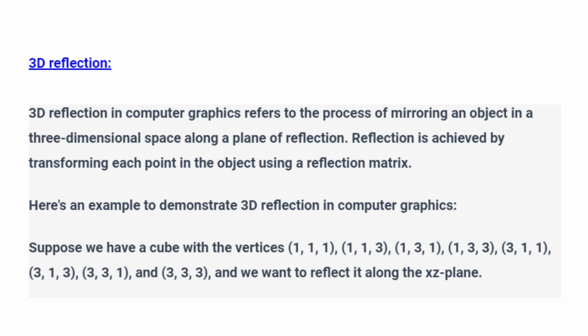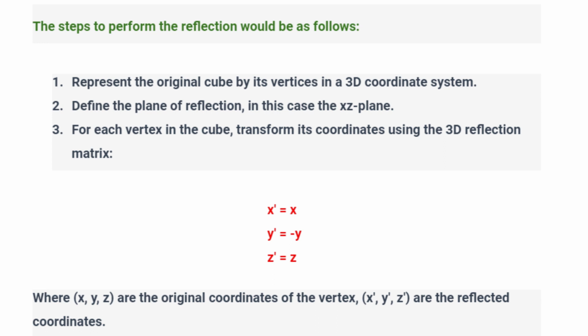Here is an example to demonstrate 3D reflection in computer graphics. Suppose we have a cube with the vertices (1,1,1), (1,1,3), (1,3,1), (1,3,3), (3,1,1), (3,1,3), (3,3,1) and (3,3,3), and we want to reflect it along the xz plane. The steps to perform the reflection would be as follows.